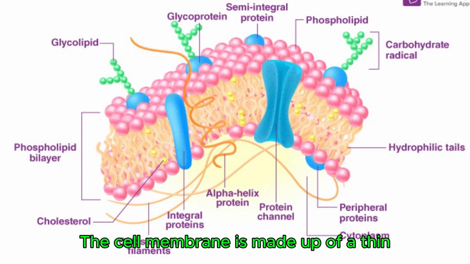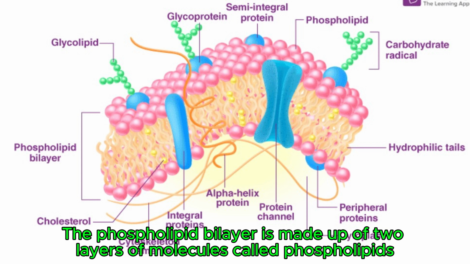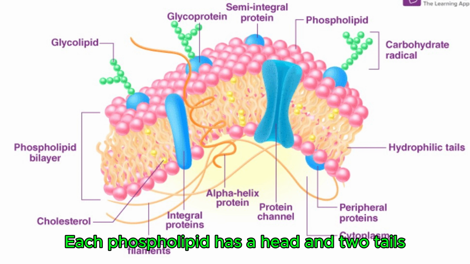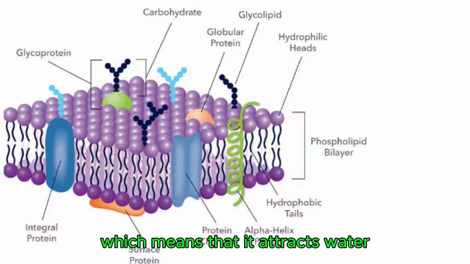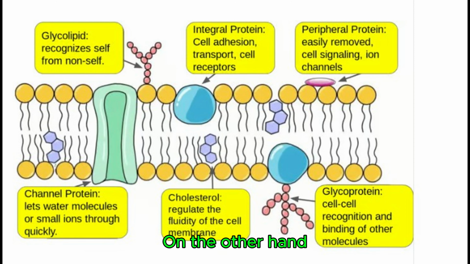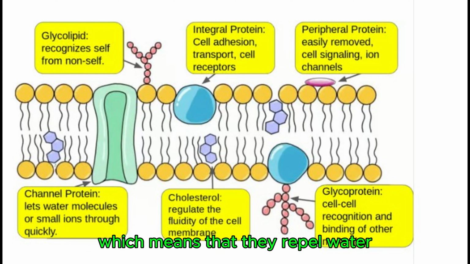The cell membrane is made up of a thin, flexible layer called the phospholipid bilayer. The phospholipid bilayer is made up of two layers of molecules called phospholipids. Each phospholipid has a head and two tails. The head of the phospholipid is hydrophilic, which means that it attracts water. On the other hand, the tails of the phospholipid are hydrophobic, which means that they repel water.